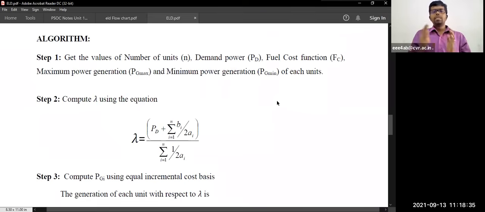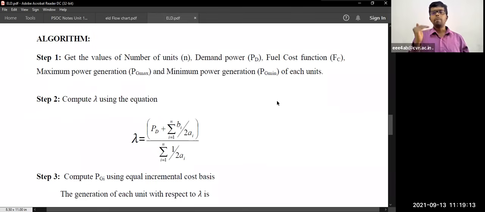So in the algorithm, first what we need to do is step 1. You have to get the number of generating units. You have how many generating units? Say for example 3 or 4 or 5 or 10, 20, like that, 2 or 1. We have to get the number of generating units, that is n. Here it is taken as small n. Capital N also you can take. It is not mandatory that you take only small n or capital N, not a problem.